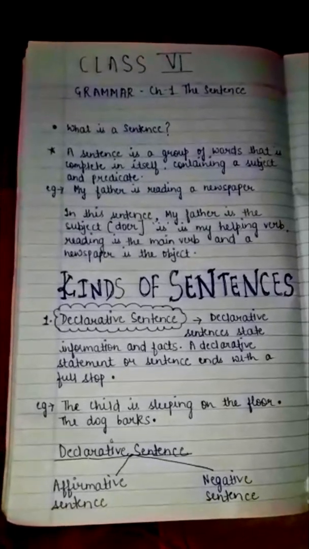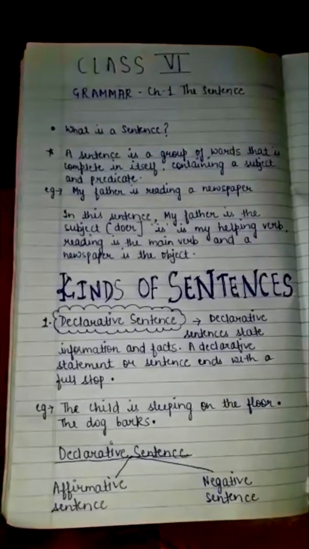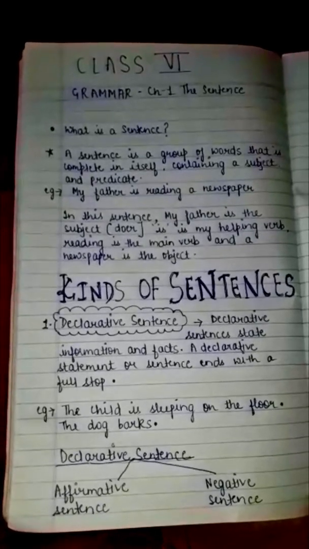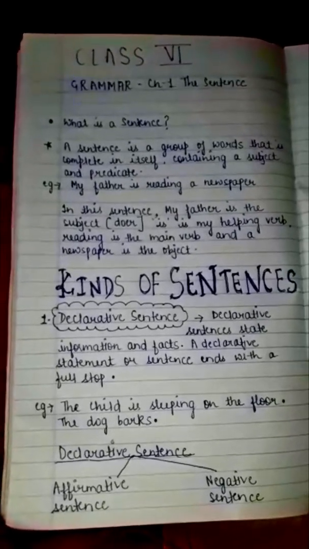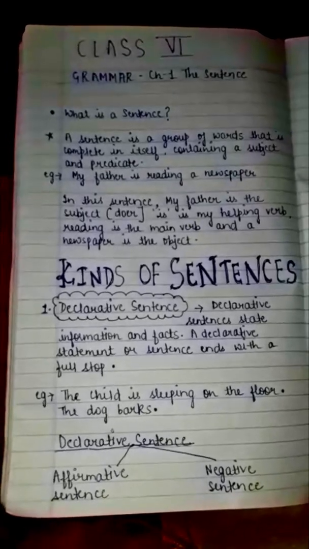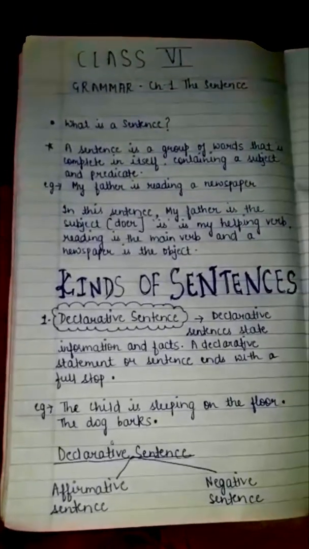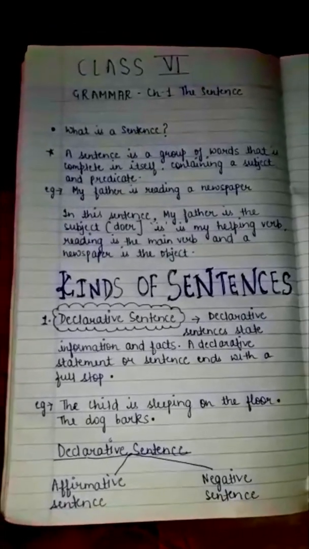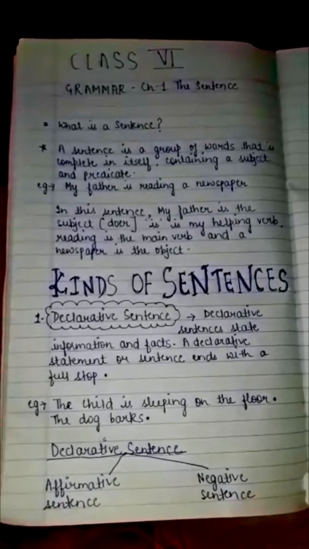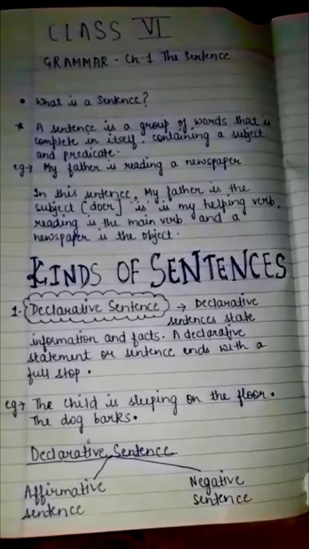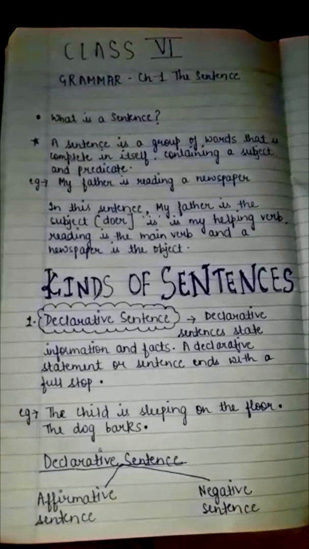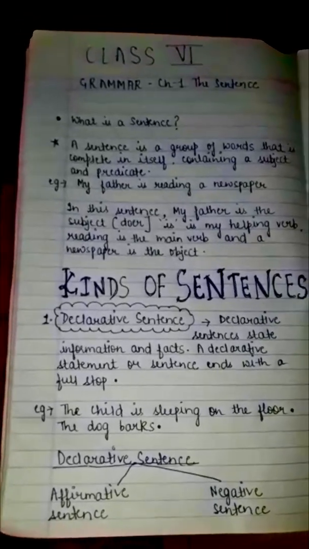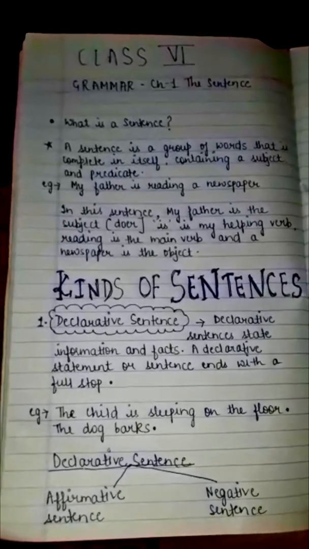What are affirmative sentences? This we have already discussed. Affirmative sentences are those sentences which are simple statements, which tell us about a fact, which give us some information. And what about negative sentences? Negative sentences are those sentences which show not, never, neither, do not, does not. So all these sentences are negative.